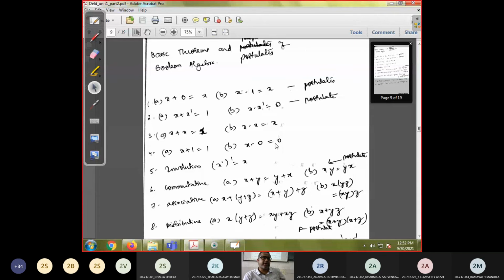These things are very, very important. You should know these things. Then only we can understand the coming things. These are the fundamental postulates and fundamental axioms of Boolean algebra. Please, all of you make a note of these things.